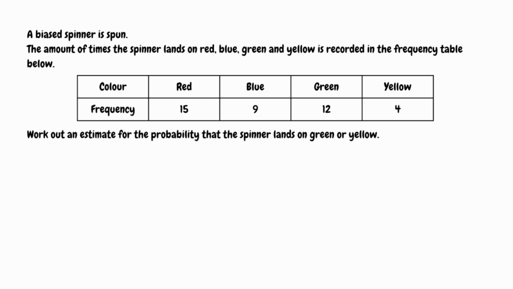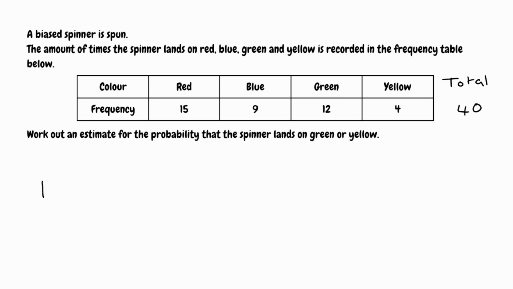So the first thing we want to do is figure out how many times the spinner was spun in total. And all we're going to do is simply add all these numbers together. So if we do 15 add 9, that's going to give us 24. Add on 12 gives us 36. Add 4 gives us 40. So this spinner was spun for a total of 40 times.